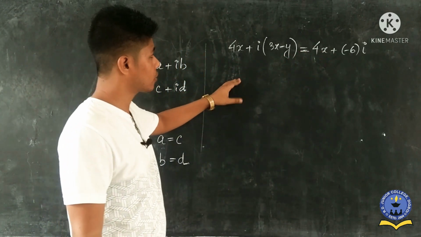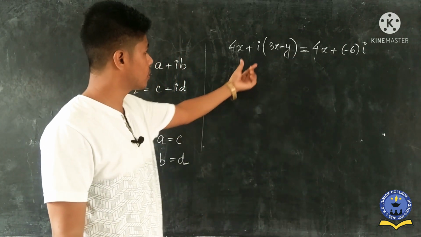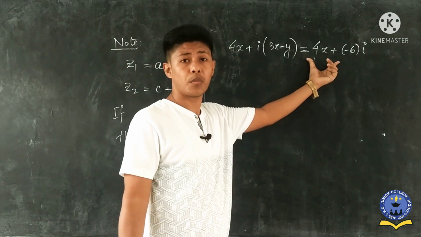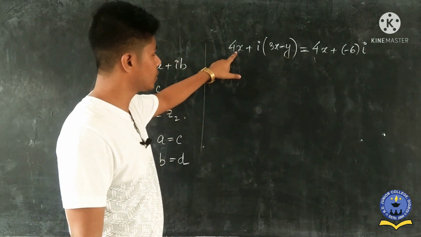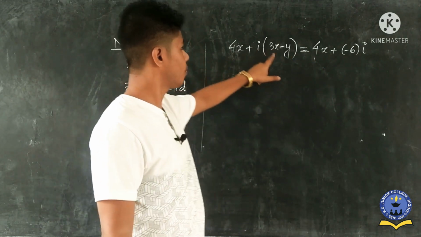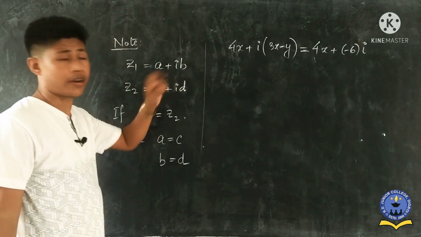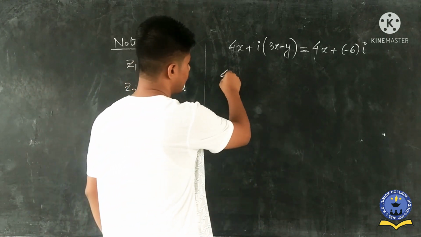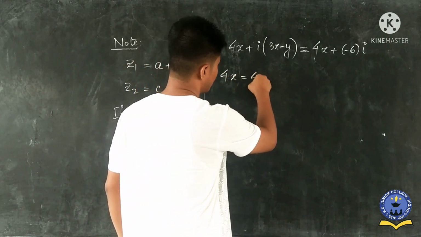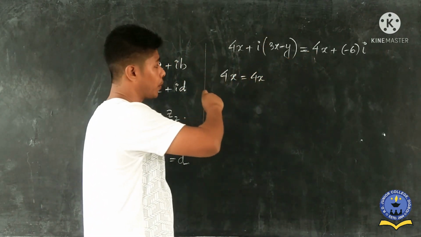So if anyone asks you to find out the value of x and y, how can we find out x and y? Because these two complex numbers are already given equal, that means the real part is equal with real part, as well as the imaginary part equal with imaginary part. According to this condition we can write: real part is equal with real part, so 4x is equal with 4x.